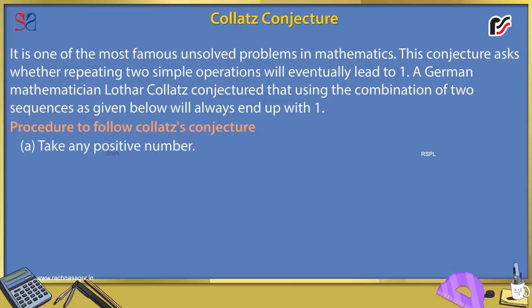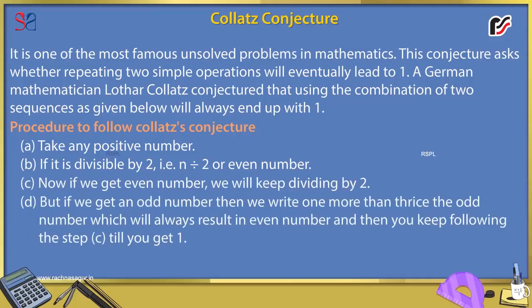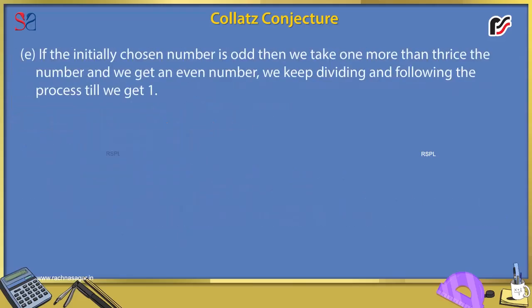A. Take any positive number. B. If it is divisible by 2, that is n divided by 2, or an even number. C. Now if we get an even number, we will keep dividing by 2. D. But if we get an odd number, then we write 1 more than thrice the odd number, which will always result in an even number, and then you keep following step C till you get 1. E. If the initially chosen number is odd, then we take 1 more than thrice the number and we get an even number. We keep dividing and following the process till we get 1.